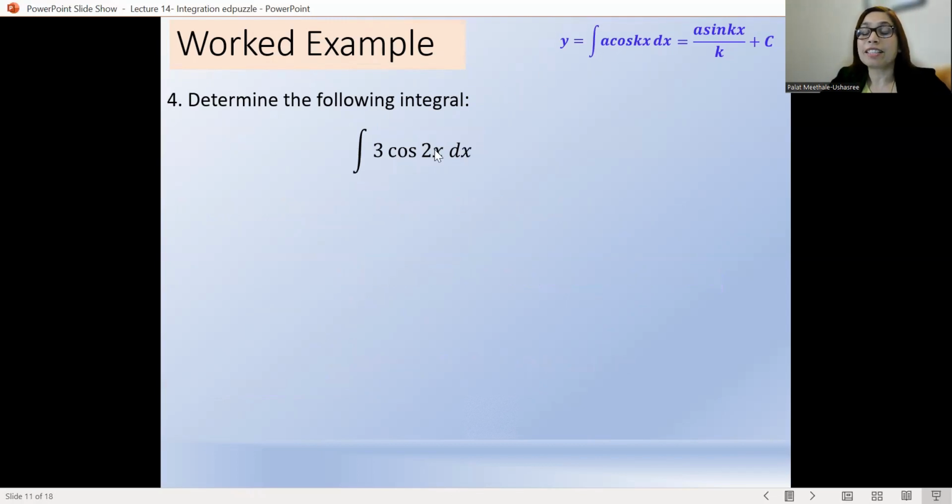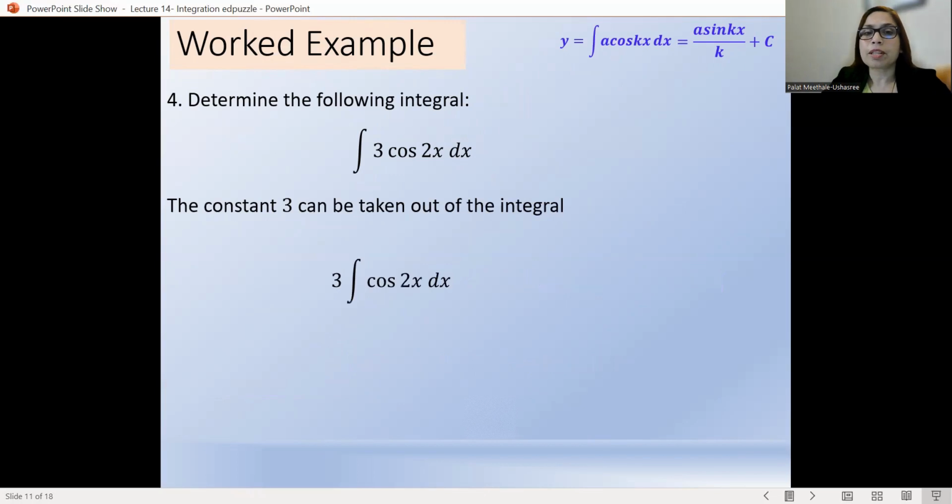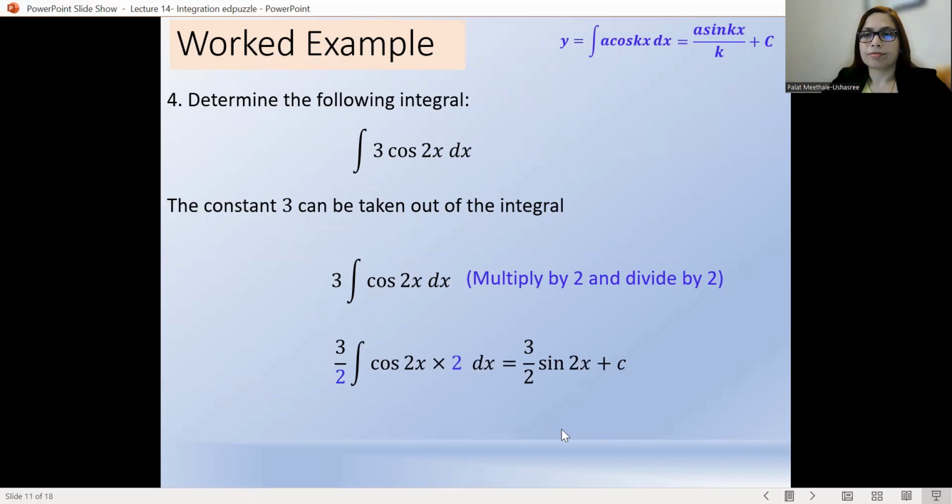So let's try the integration of this cosine function. Here the coefficient of x is 2. So you're going to multiply by the coefficient of cos 2x, 3, and divide by the coefficient of x, 2. So 3 over 2 sine of 2x. Let's see how we do it here. Take 3 out, 3 is a constant. Now integrate it using this rule. There you go, multiply by 2 and divide by 2. Now why don't you try this? Differentiate this to see whether you get the same function.